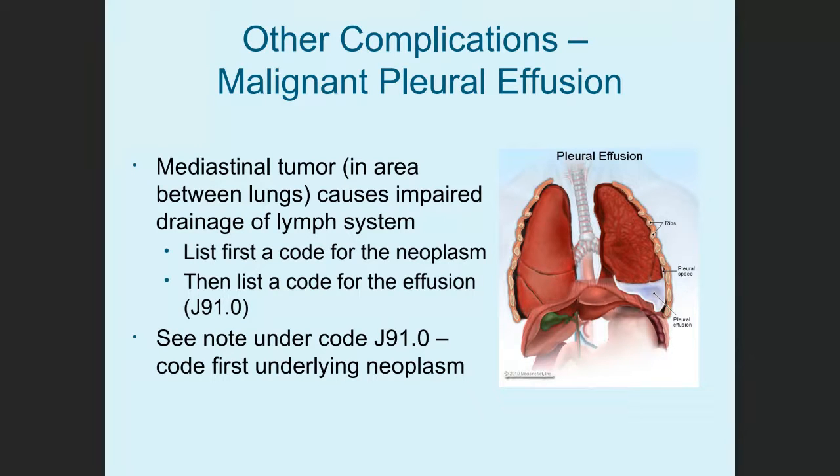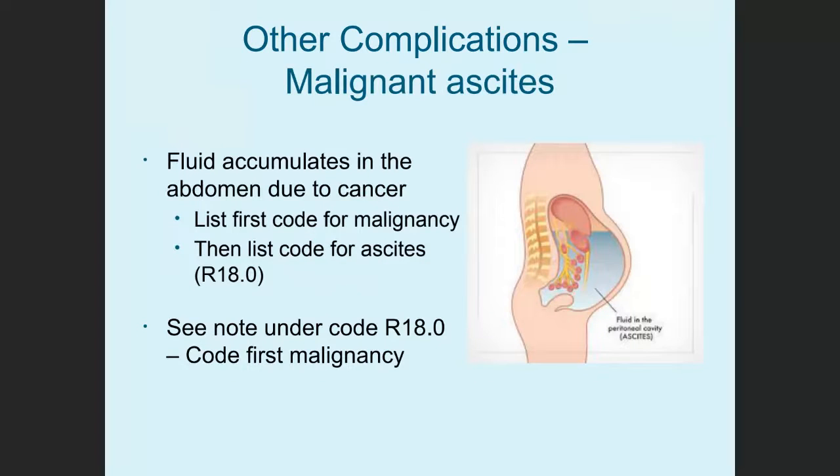How do you know that? It says, a note under J91.0, list first underlying neoplasm. So that tells you the order. Another possible complication is malignant ascites. In this case, fluid collects in the abdomen instead of the mediastinum. So list first a code for the malignancy and then a code for the ascites. And again, under this code, which is in the signs and symptoms category, there's a note that says code first malignancy. So that's how you know.